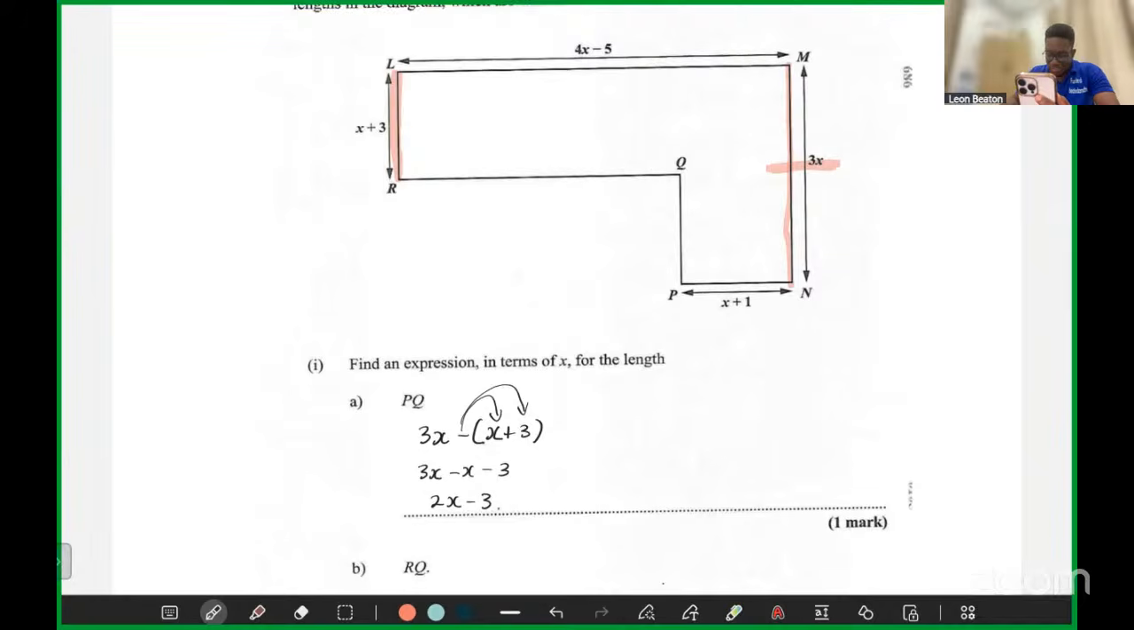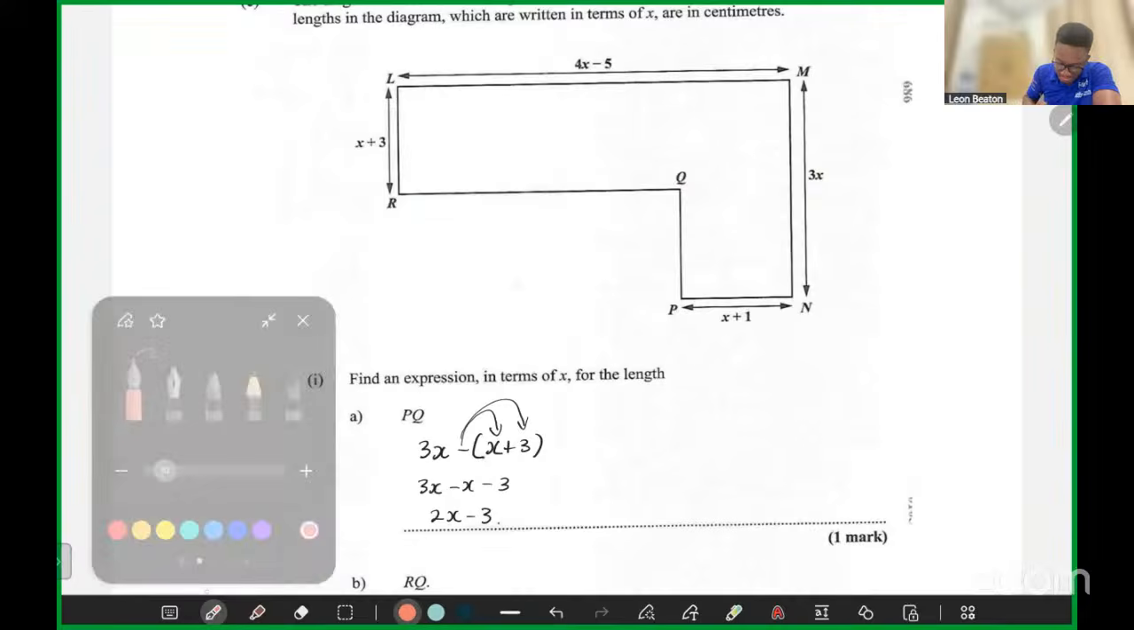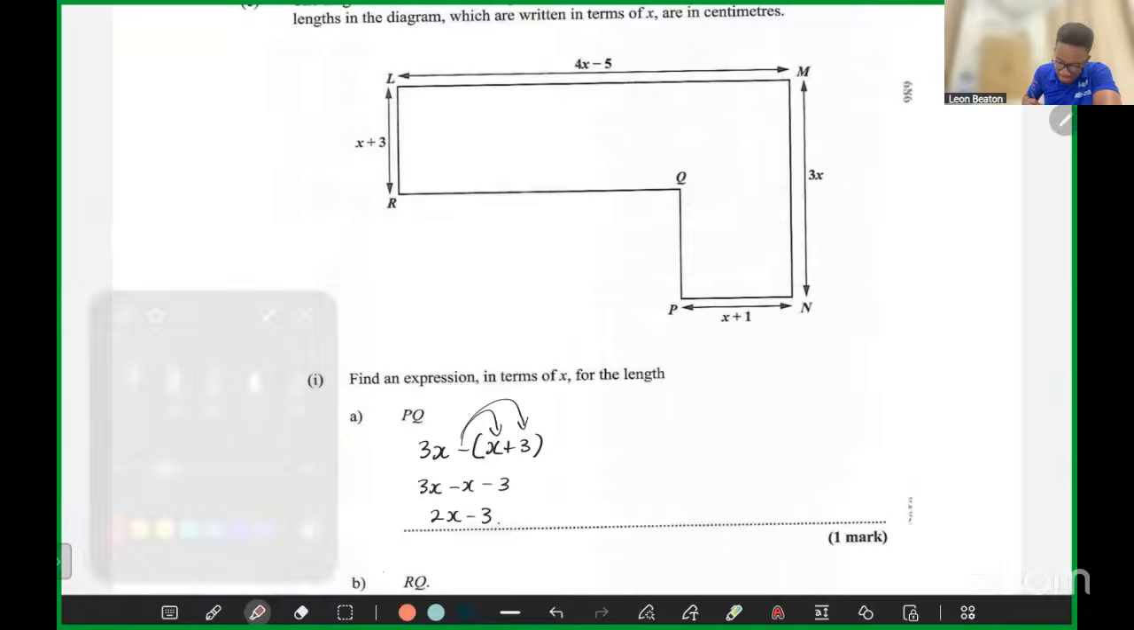All right, so let's proceed. I want RQ now, which is from here to here. So you see this entire thing is this, and up to here is this. So for RQ, we gotta subtract out this piece.